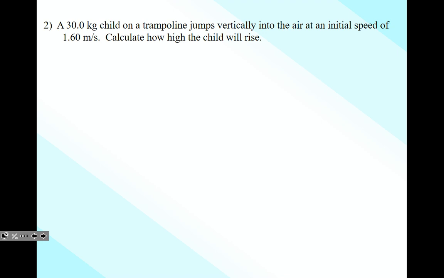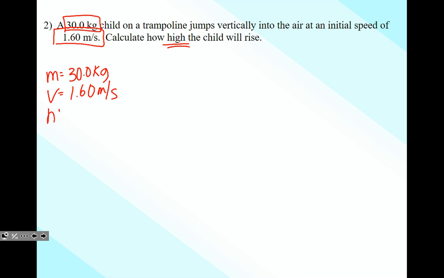Next question. A 30-kilogram child on a trampoline, okay, let me just write this down or unpack the question, jumps on a trampoline vertically into the air at an initial speed of 1.60 meters per second, and we're looking for the height. So let's go ahead and write everything down, shall we? We have our mass, which is equal to 30 kilograms. We have our speed, which is equal to 1.60 meters per second. And that's pretty much it. And we're also asked to find our height.